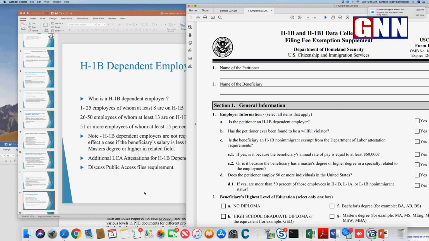Okay? And if you're using the same LCA for multiple individuals, for example, if you filed an LCA and mention that you will be using the same LCA for 50 individuals, then at the end of the LCA, you would also include the names of all those 50 individuals.